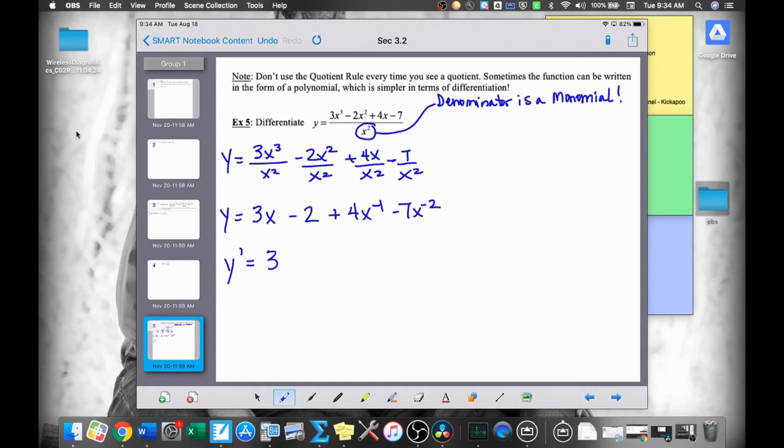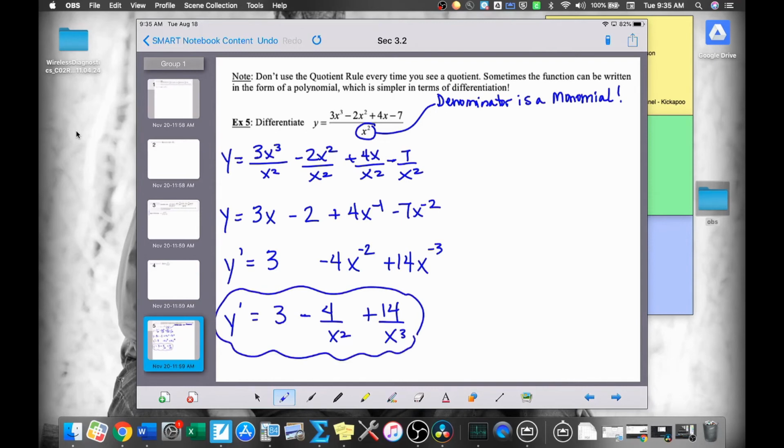The derivative of 3x is 3. The derivative of negative 2 is 0. The derivative of 4x to the negative 1, I bring the negative 1 down, multiply it by the 4, so that's going to become negative 4x to the, subtract 1 from the exponent, it becomes negative 2. And then my last term, negative 7 times negative 2 makes positive 14. And then when you subtract 1 from the exponent, it becomes a negative 3. So y prime is equal to 3 minus 4 over x squared plus 14 over x cubed.